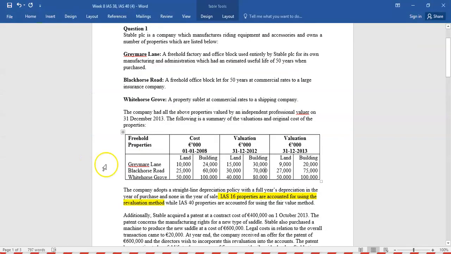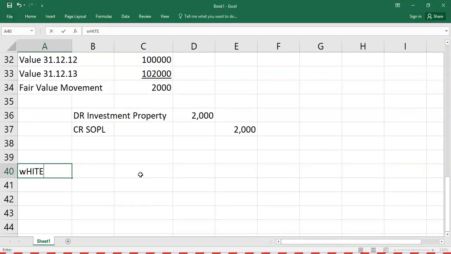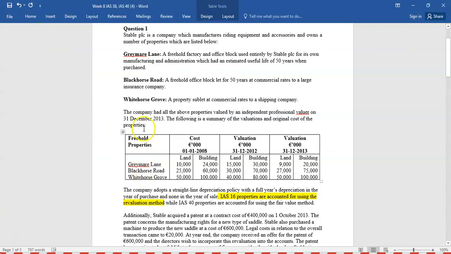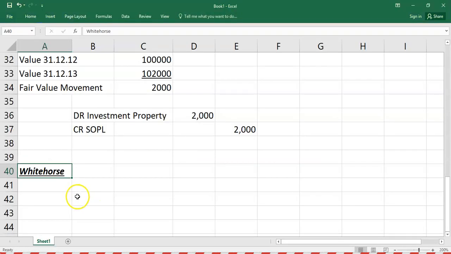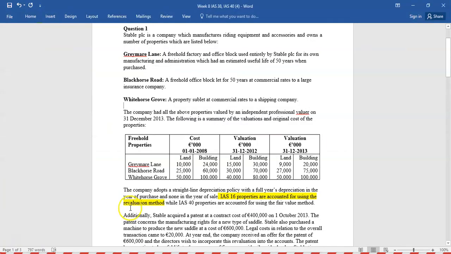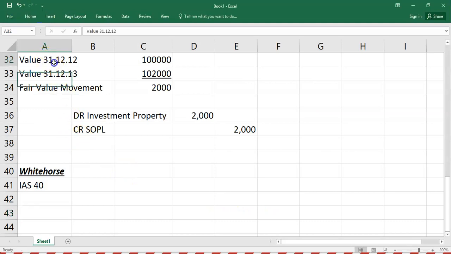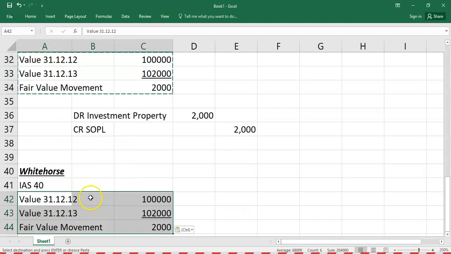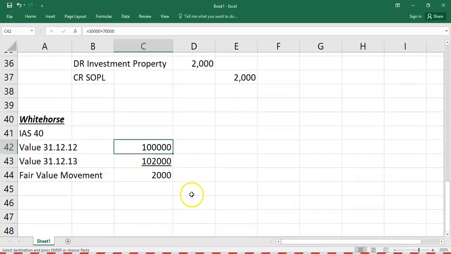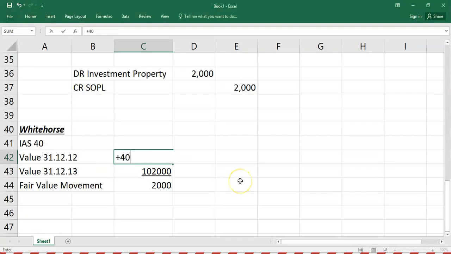The same then with Whitehorse. We're told here, Whitehorse, the property sublet to a shipping company. So again, we'll write it down to get your marks, IAS 40. It's an investment property, you would rent it out. And what you're doing here is, it's also at its fair value, because you have to hold all of them at the same approach. So you do the same as the last one, there's actually no difference. The fair value at the end of 2012 was 40 plus 80.